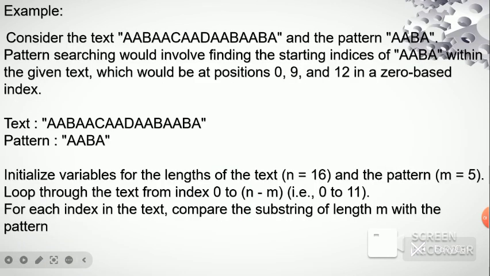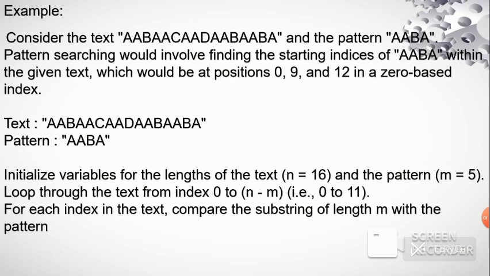Now we'll see an example of the topic. Consider the text AA, BAA, CAA, DAA, BAA and BA, and the pattern as AABA. Pattern searching would involve finding the starting indices of AABA within the given text, which would be at positions 0, 9 and 12 in a zero-based index.